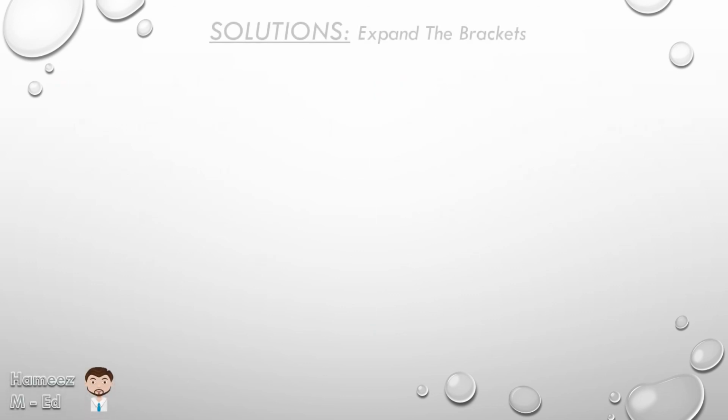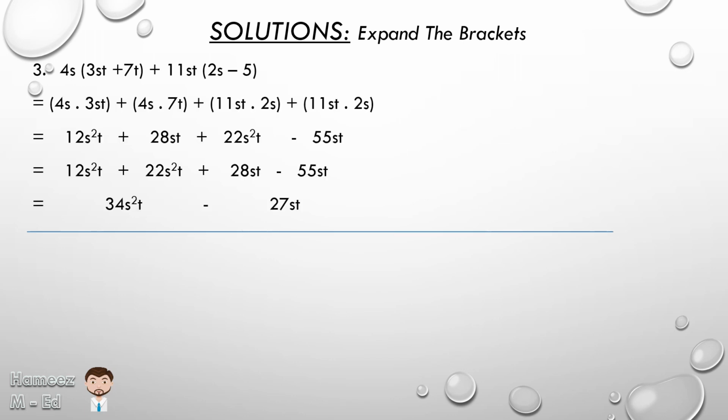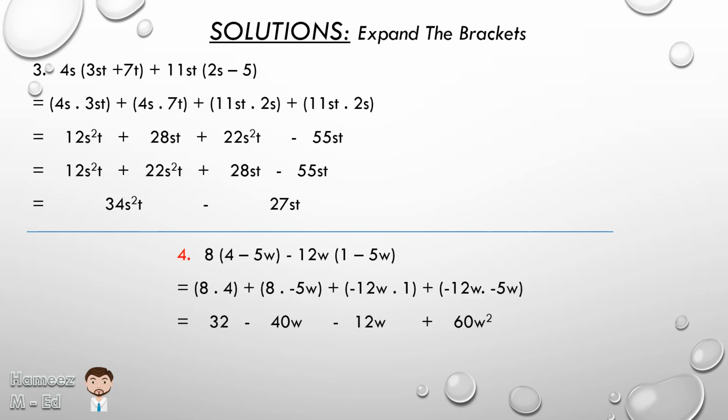And the solution for the other 2 questions are for 3, 4s squared t minus 27st, and for number 4, the solution is 32 minus 52w plus 60w squared.